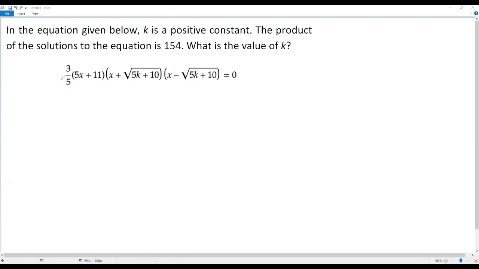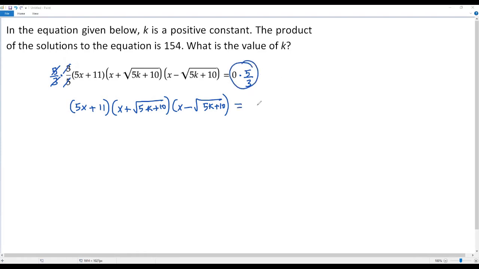To get rid of this constant 3 over 5, let's multiply both sides of the equation by its reciprocal, 5 over 3. Let me do it on the right side as well. Here the 5 will cancel out and the 3 will cancel out, and we get (5x + 11)(x + √(5k + 10))(x − √(5k + 10)) equals 0, since 0 multiplied by anything is still 0.